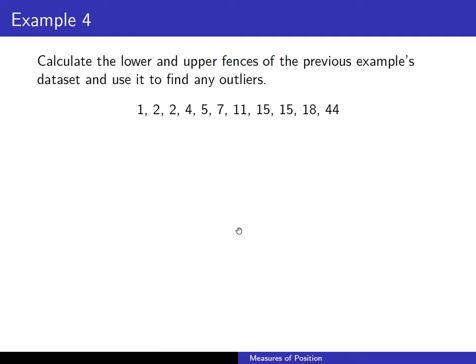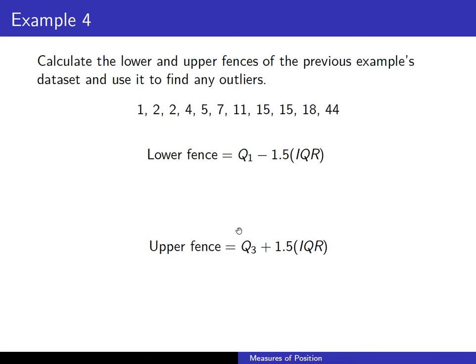So example 4, we're going to calculate the lower and upper fences of this example and use them to find any outliers, which you may think we have one, but we may not. We'll have to see. So first thing we want to do is calculate what the lower fence and upper fence are going to be. Our lower fence is our first quartile minus 1.5 times our interquartile range, and our upper fence is our third quartile, or upper quartile, plus 1.5 times our interquartile range.